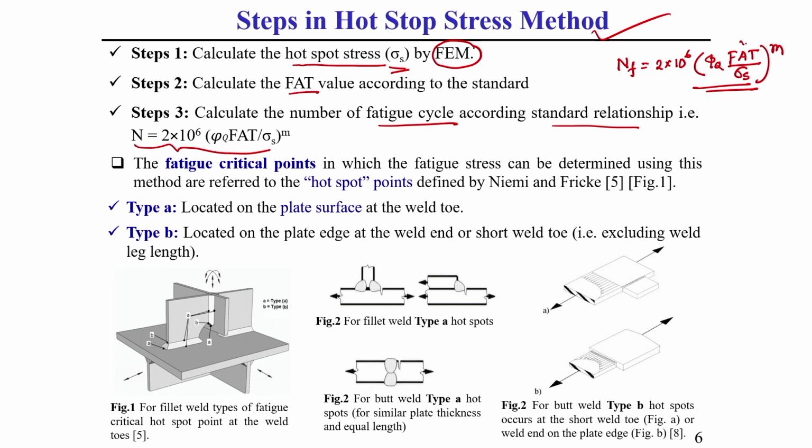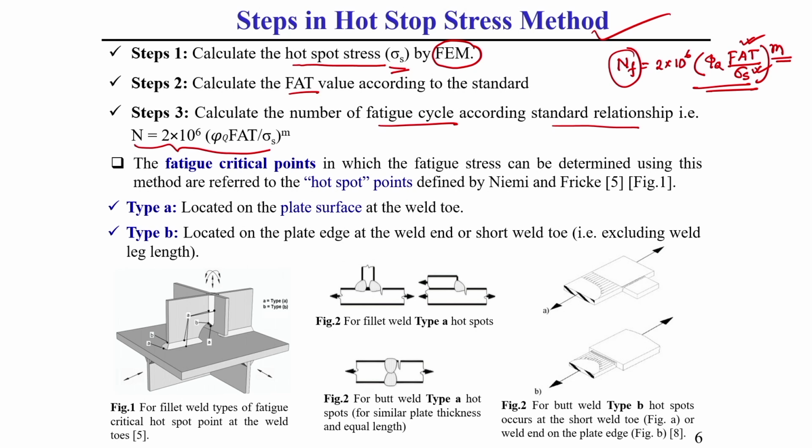So, what is the FAD value, that also I will show, and how to estimate this hot spot stress sigma_s, that also I will show, and what is the m value for that SN curve. Generally standard values are there; we usually use m equal to 3, that you know. So, that is also known. If we know this hot spot stress sigma_s, we can easily find out the fatigue life of that structure. N_F means the number of cycles it can sustain.